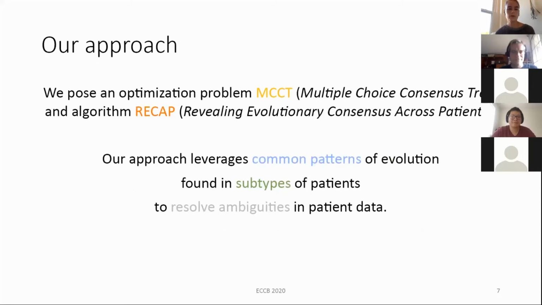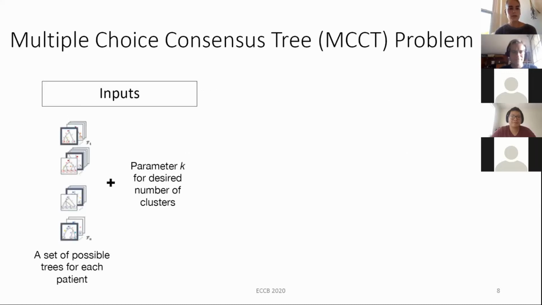In our approach for this paper, we first posed an optimization problem called the multiple choice consensus tree problem. This builds on a line of work out of our lab looking at summarization using consensus trees in this cancer context, as well as a corresponding algorithm, recap, which is a heuristic for solving this optimization problem. The idea at a high level is that our approach is similar to other methods, leveraging common patterns of evolution in patients, but emphasizing that we're finding these patterns in subtypes of patients and using them to resolve ambiguities in the patient data. Hopefully it'll be a little more clear as I go through the specifics.